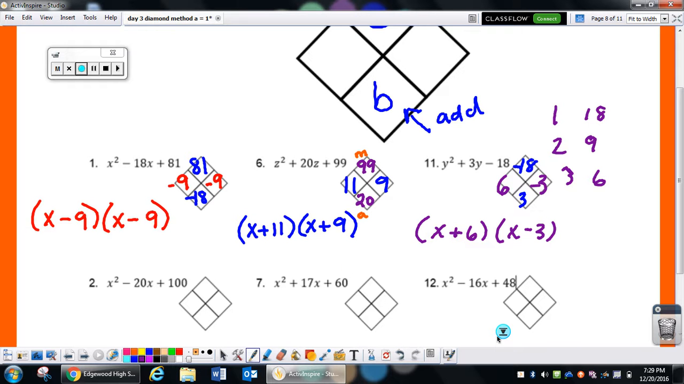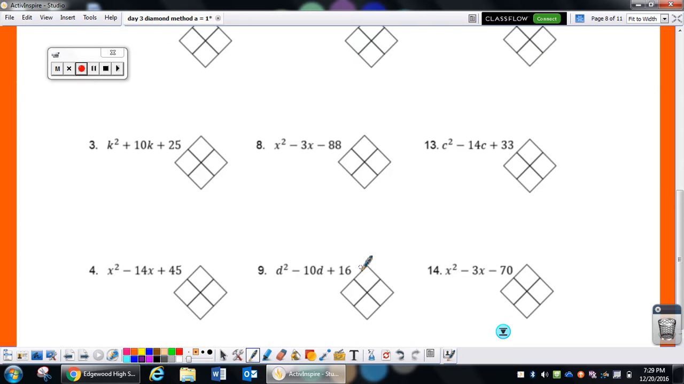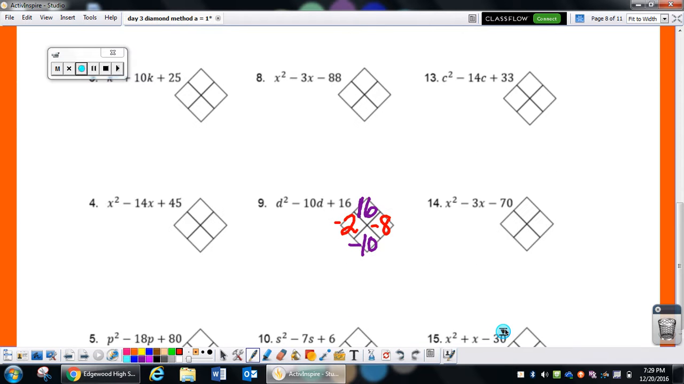Okay? Let's just choose a random one down here. How about combinations of 16? So we want to multiply to 16, but add to negative 10. So 5 times 2 is 10. 2 times 8 is 16. I would try some combinations of 2 and 8. Okay? And remember, a negative times a negative is positive, so both of those numbers are negative. So x minus 2 and x minus 8.